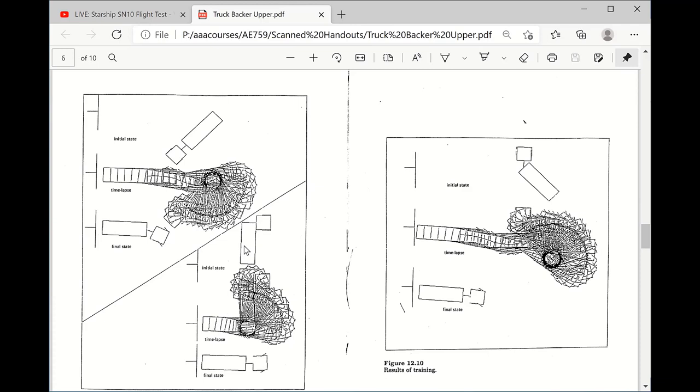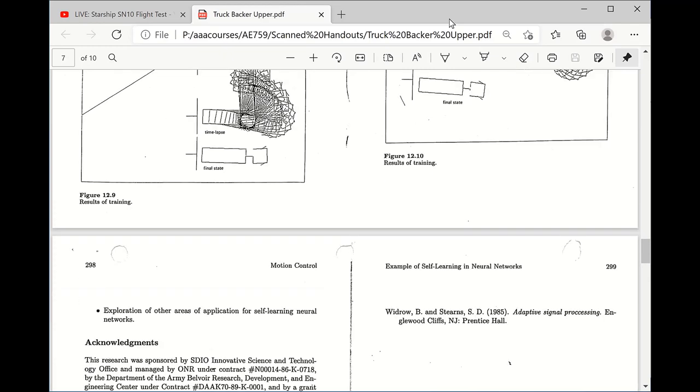Here's a jackknife state in the truck. The controller learned how to get the truck out of this jackknife state and then back around to the dock in the final state. And then here's another example of it pointing completely away, and it learns to loop around. Really did a really good job. Quite amazing.